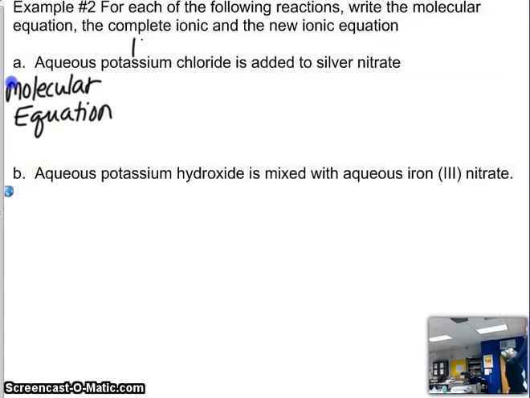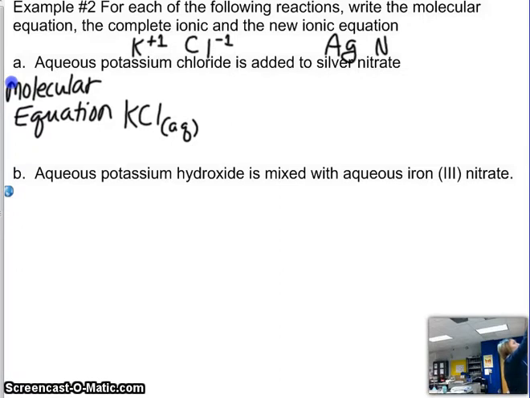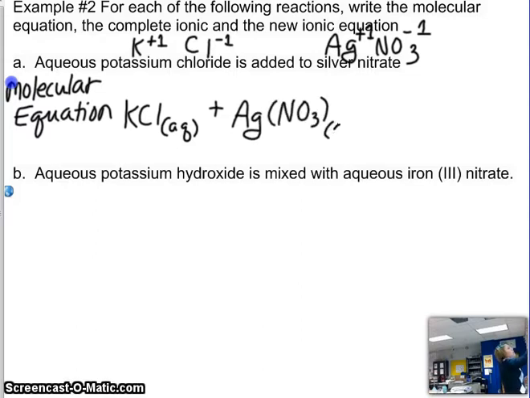So potassium is K, chloride is Cl. Look up their charges, +1, -1. So we'll have KCl as our molecular formula for potassium chloride. It's aqueous, so I'll add the aq symbol after that. We're adding that to silver nitrate. Silver's +1, nitrate's -1. Those equal 0, so there's no need to crisscross. And that is labeled as aqueous also.